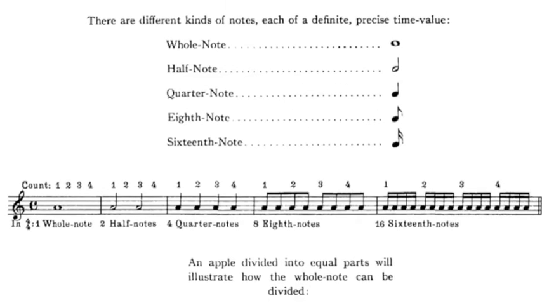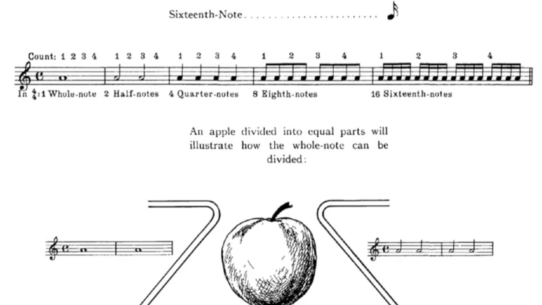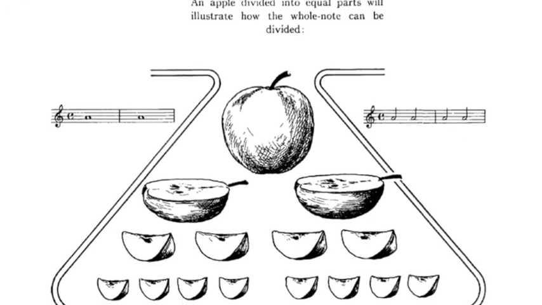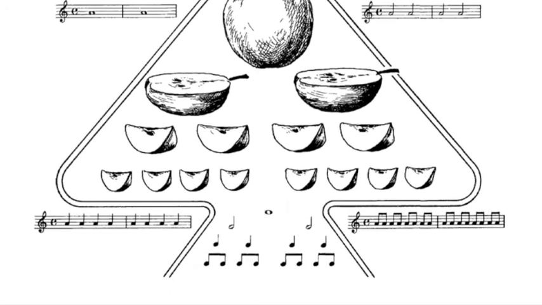A good illustration is taking a whole apple and cutting it in 2. Then we have the halves. If we cut the halves in 2, we have quarters. If we cut the quarters in 2, we have eighths, and so on. When we put the apple slices together, they will make a whole, unless you have eaten some of the slices.